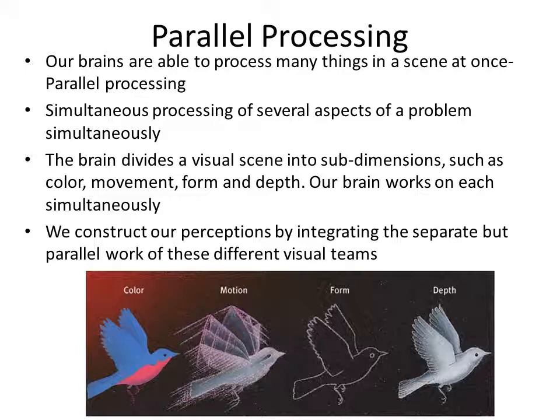The brain begins to divide up the scene into subdimensions such as color, movement, form, and depth. So it's processing a lot of things at once, such as color, motion, form, and depth, all in those different areas. Okay, it's happening at one time. All right. We construct our perceptions by integrating the separate but parallel work of these different visual teams.